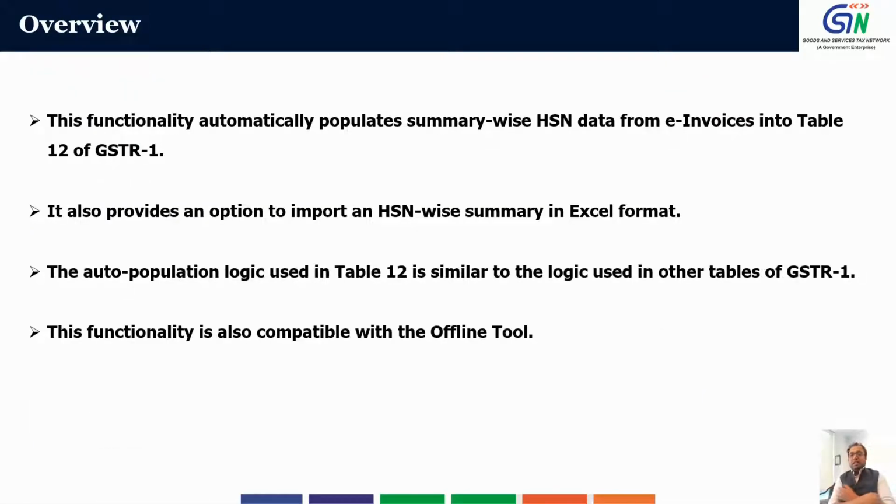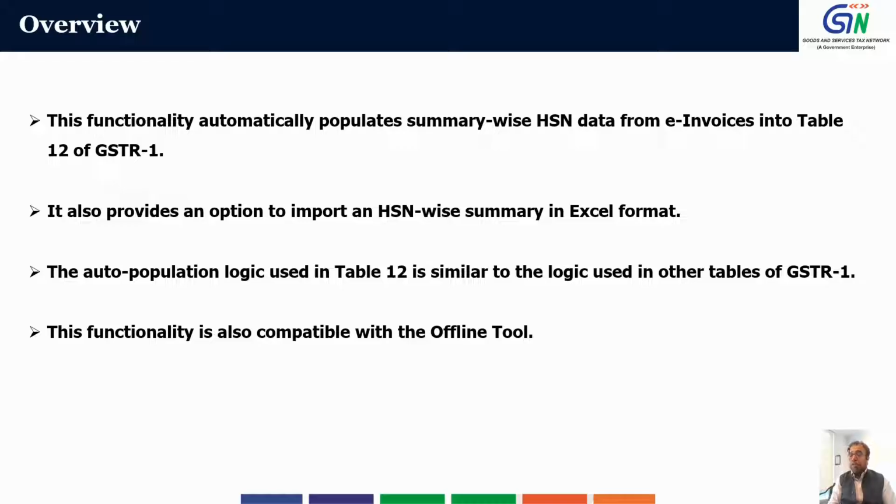So what is this functionality? This functionality will auto-populate HSN-wise summary data from e-Invoice into Table 12 of GSTR-1. Currently in Table 12 of GSTR-1, the user is required to report the HSN-wise summary of the invoices which you have reported in GSTR-1. And what we did is that for all those taxpayers who are enabled for e-invoicing and doing e-invoicing, we have created this summary at the back end and provided a functionality where you can auto-populate this summary directly from e-invoice.